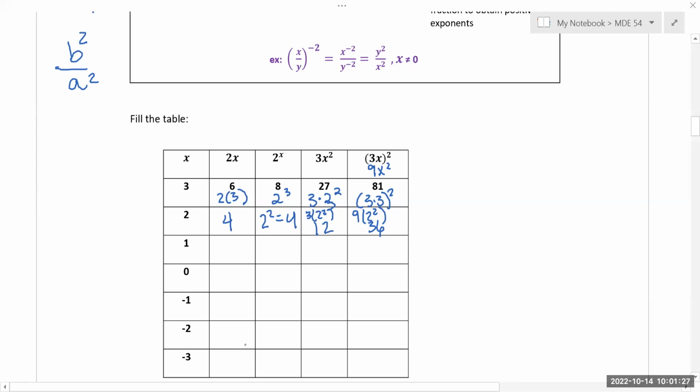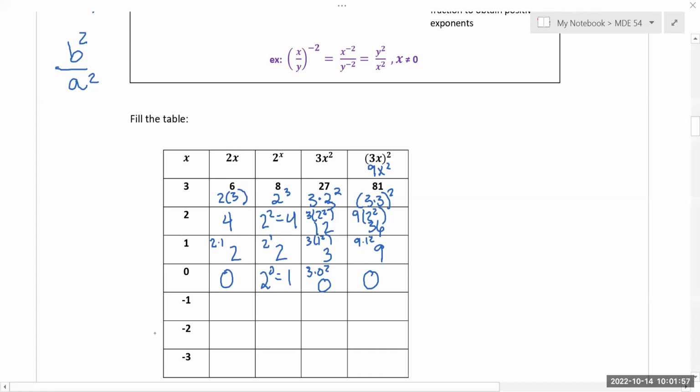Okay, and then the 1 would be 2 to the 1, 3 times 1 squared, and 9 times 1 squared. Not as much going on in that one. 2 times 0 is 0, but 2 to the 0 is 1. 3 times 0 squared is 0. 3 times 0 is 0. So only one of those didn't go to 0.